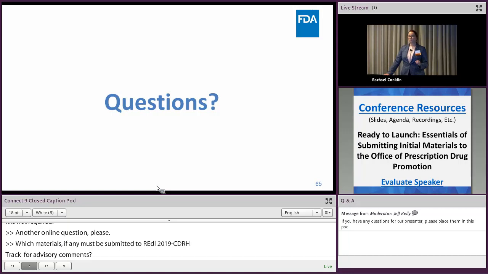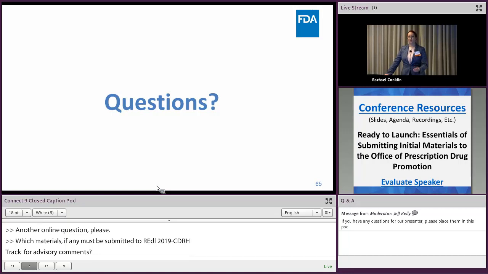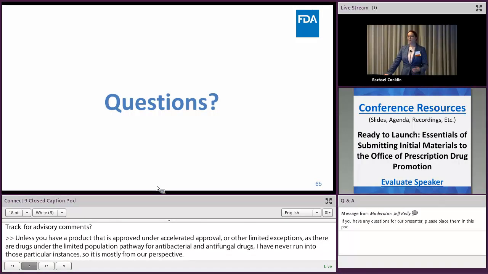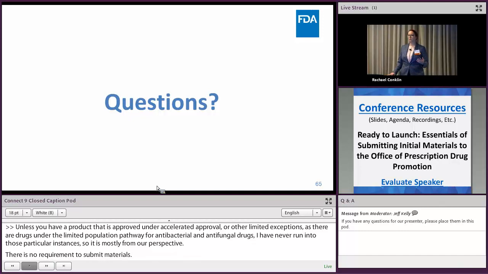There is no requirement, unless you're accelerated approval or those other things that I mentioned, to submit materials for advisory comment. It's entirely voluntary. So you're just looking for OPDP's input on the materials, to sort of ensure that we're on the same page, that the materials are fair and balanced.